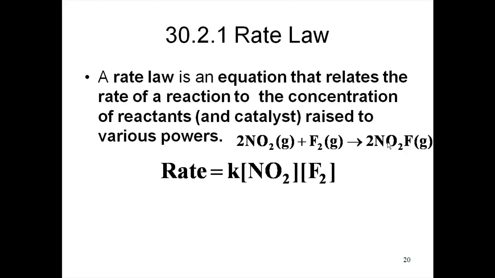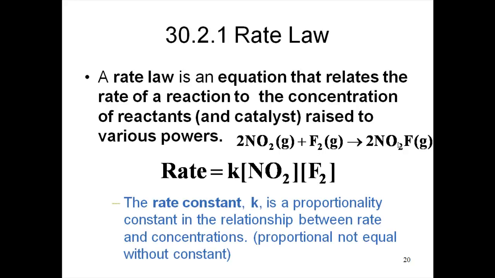So going back to our experiment, the 2NO2 plus fluorine gives you the 2NO2F. The rate will be equal to k, the concentration of NO2, times the concentration of F2. Both of these are raised to the first power, because we said there was a linear relationship between them. That k is called the rate constant, and it is a proportionality constant in the relationship between rate and concentration. Basically, when we say that we double the concentration of NO2 and the rate doubled, it's a proportionality. By having that proportionality constant k, now we can set that equation equal.